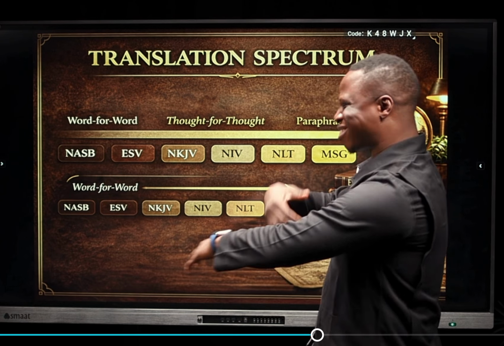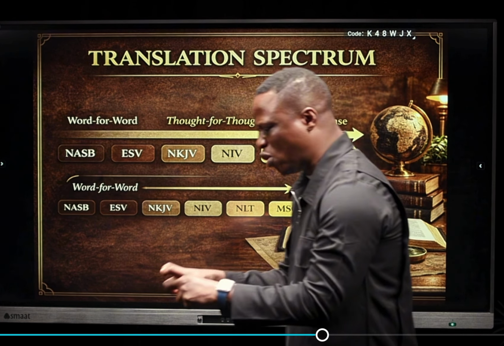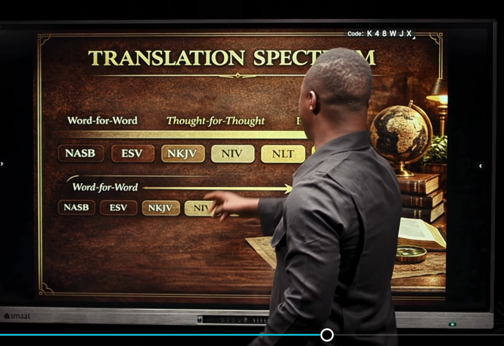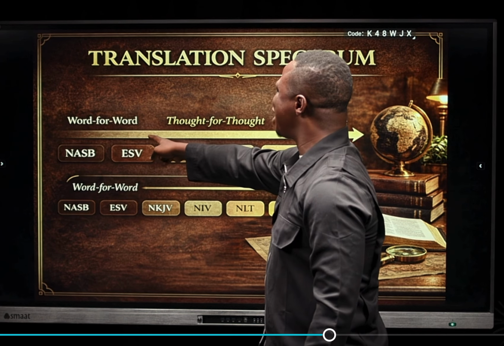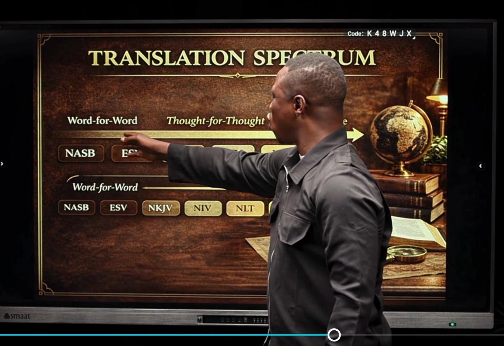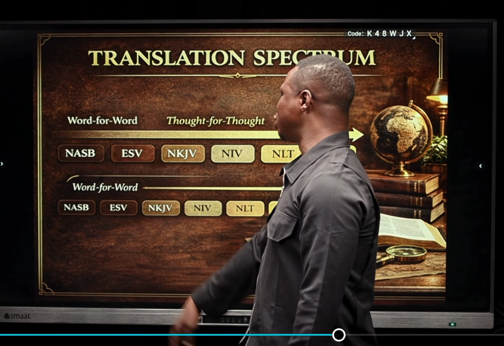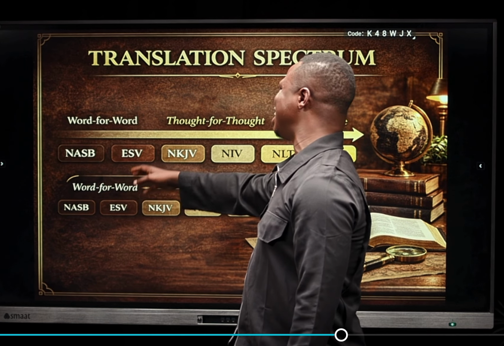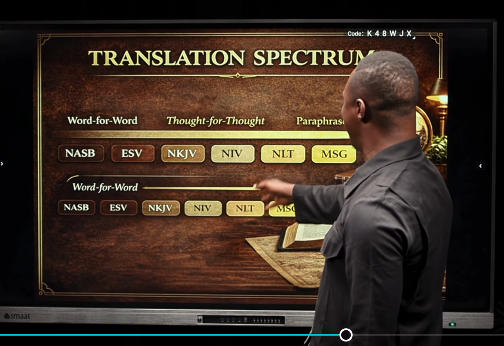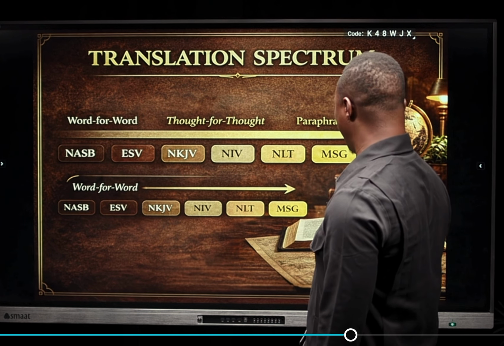Now, I think the goal of Bible study is for us to be able to understand the words as close as possible to the original language. You see that as you go from here, you begin to lose the word for word. As you go out, you see the arrow becomes brighter. So if you want the word for word, you use the NASB, the ESV, or the NKJV. If it is thought for thought, you use the NIV and the NLT. And if you want the paraphrase, use the Message Bible.